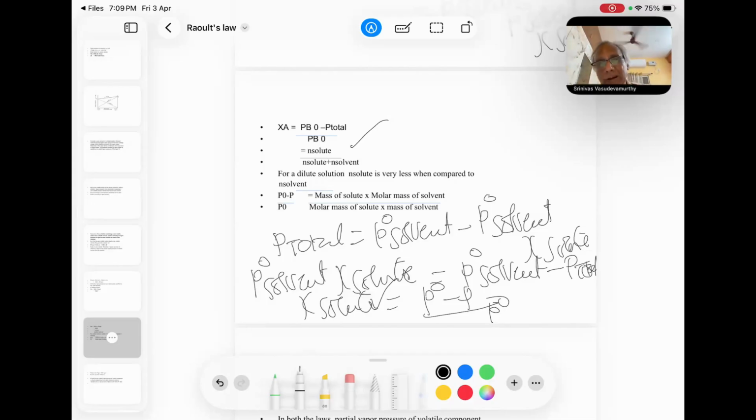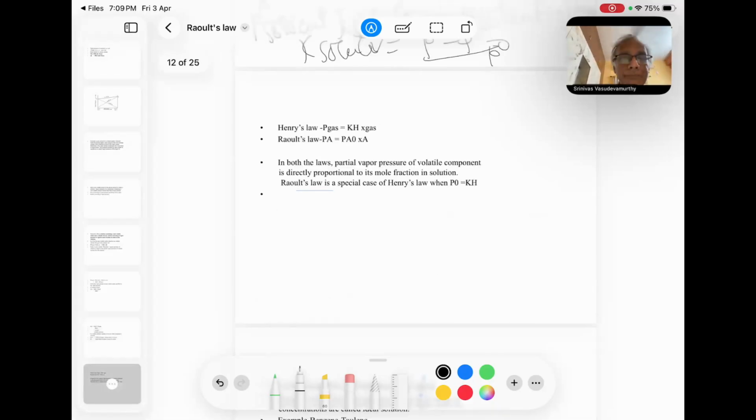Later on in the next class, we will do some numericals based on vapor pressure of solution containing two or more volatile solvents, as well as vapor pressure of solution containing a non-volatile solute and a volatile solvent. Right? Now let us compare Henry's law and Raoult's law.